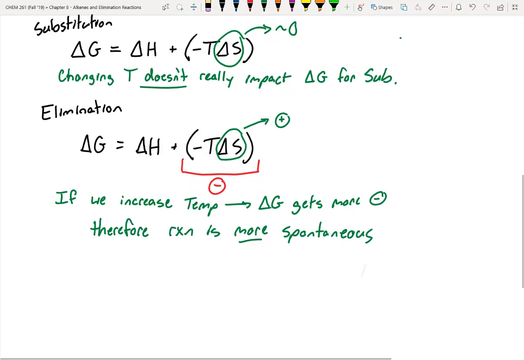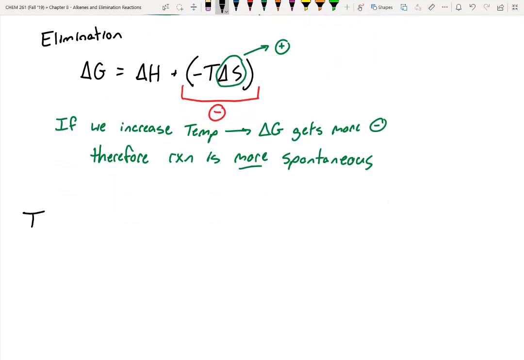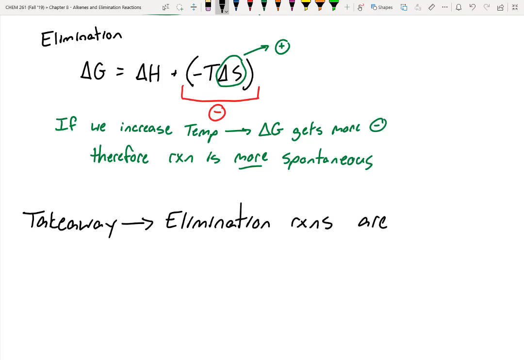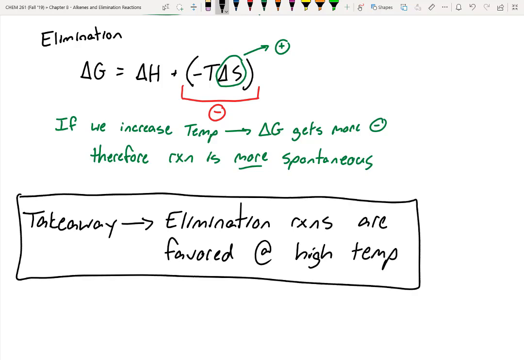All right, so this is the big takeaway. Eliminations, meaning elimination reactions, are favored at high temp. Because we want to increase the disorder of the system. We want to take advantage of the entropy change, right? So we want to get our 3 moles out compared to the 2 moles that we put in. So that's a big, important difference between substitution and elimination.